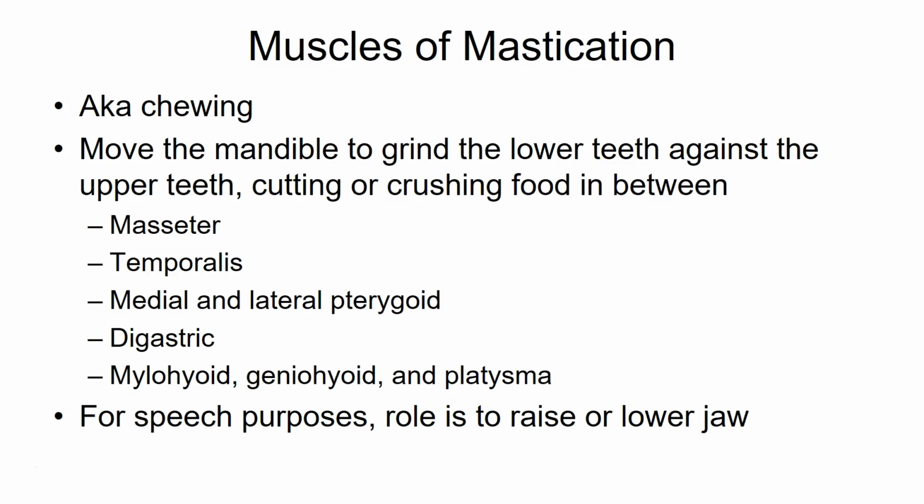Our mastication muscles include raising muscles like the masseter, the temporalis, the medial pterygoid, and lowering muscles like the digastric, the mylohyoid, the geniohyoid, and the platysma. The lateral pterygoid is more specifically involved in chewing only.